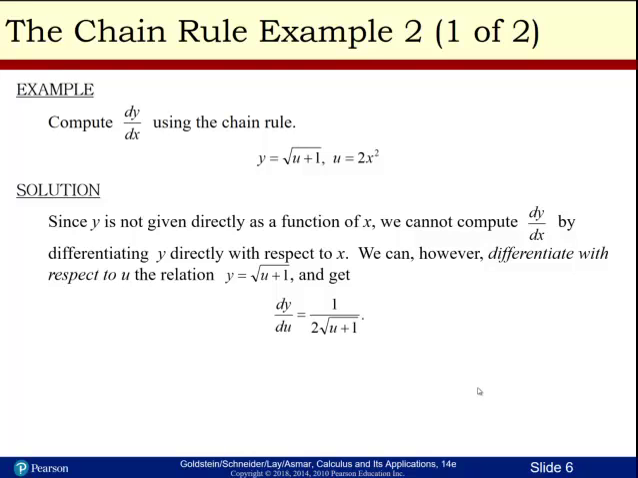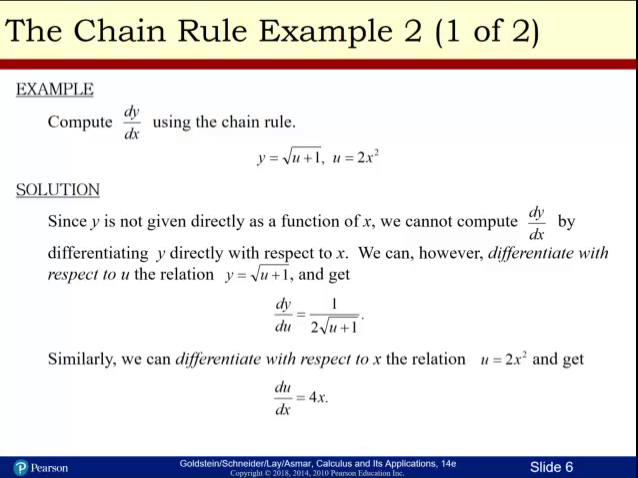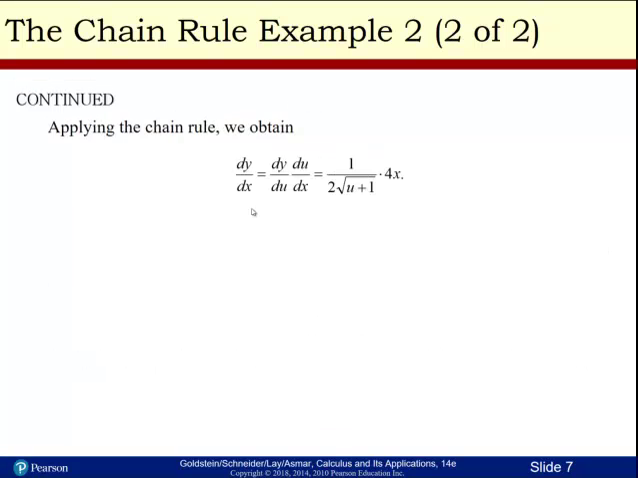Then we could. However, we can differentiate with respect to u the relation y equals the square root of u plus 1, and take that derivative of y with respect to u, and I would get 1 over 2 square root u plus 1. Similarly, we can differentiate with respect to x our relation u equals 2x squared, and we will get du over dx is 4x. Using the chain rule, dy over dx is dy over du times du over dx.